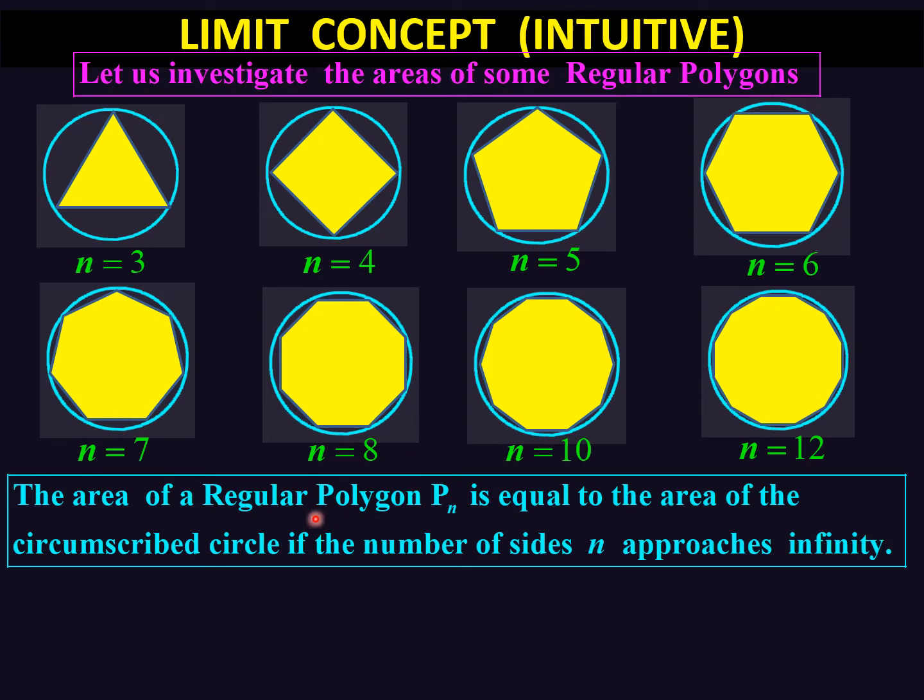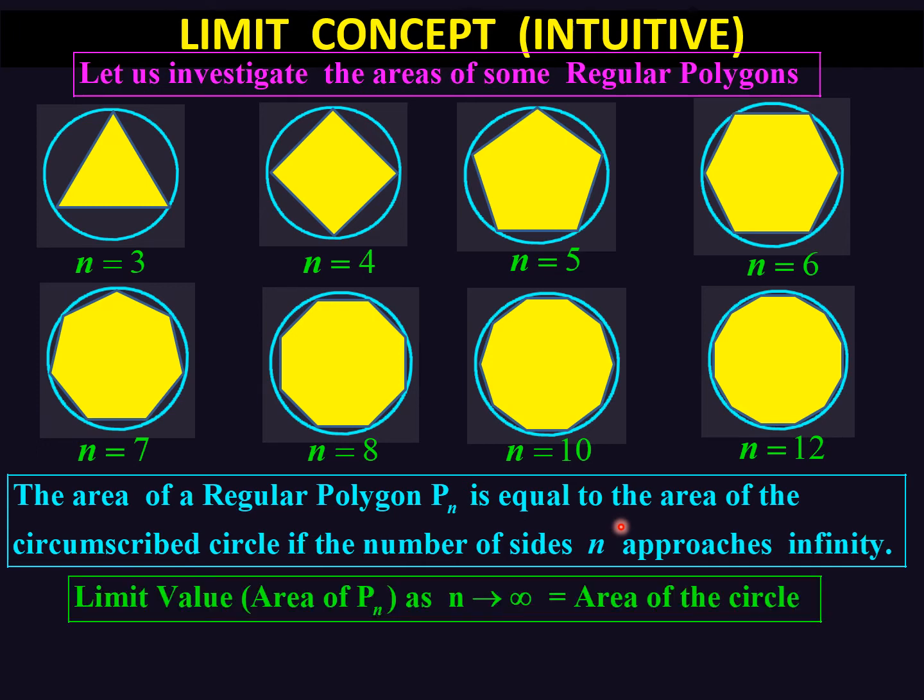So the area of a regular polygon is equal to the area of a circumscribed circle if the number of sides of the polygon approaches infinity. So the more sides I have, the closer it gets to the circle. Well, that's a lot of words. In mathematics, we try to write as little as possible. So we can say the limit value of the area of the polygon as n approaches infinity approaches the area of the circle. That's still a lot.